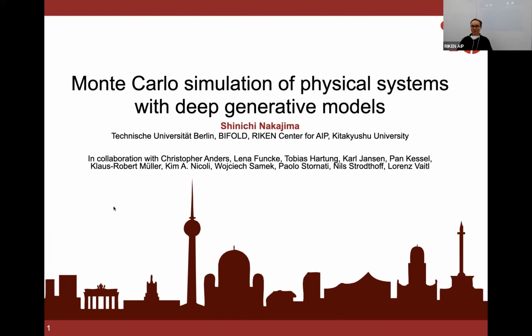So today I'll talk about Monte Carlo simulation with deep generative models. Actually, 2.5 years ago, I visited Riken AIP Center and gave a talk, and one of the topics was related to this. Today I will talk about some extension of that work. And for those who didn't attend my previous talk or forgot everything, I will of course recap what I talked about last time. So no problem.